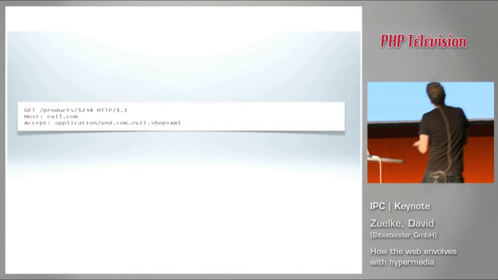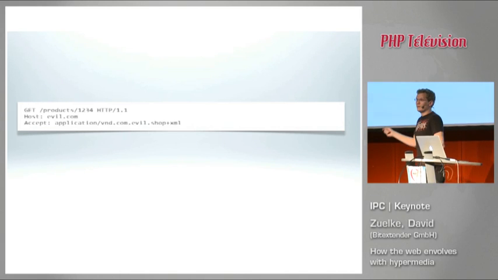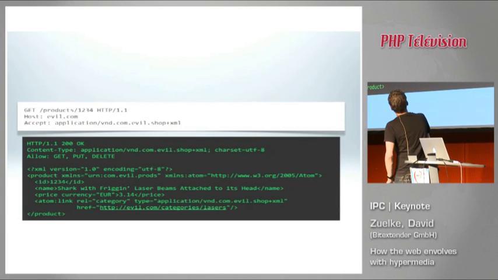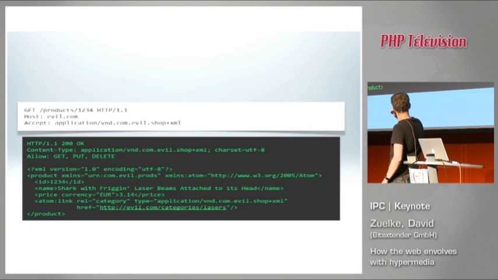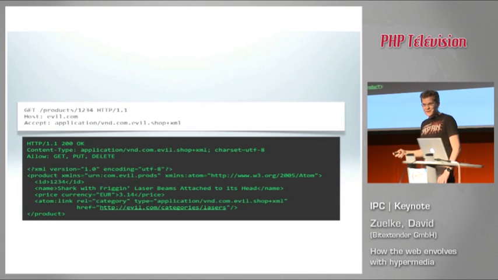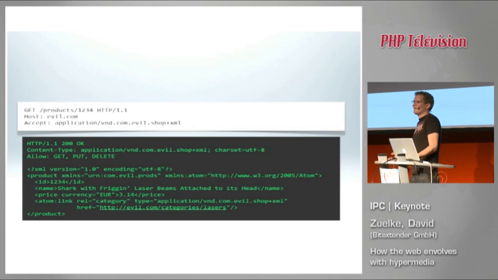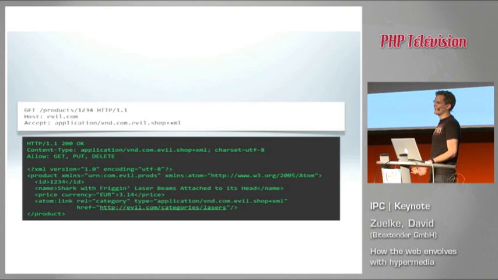Save, click. So we go to evil.com, right? And we get the products 1, 2, 3, 4. And that returns a product. In this case, it's in the media type evil.shop.xml. It's the shark with friggin' laser beams attached to its head. And it costs €3.14, which freaks me out because that's too cheap for a shark with laser beams. I mean, everyone's going to have one at that price, right?